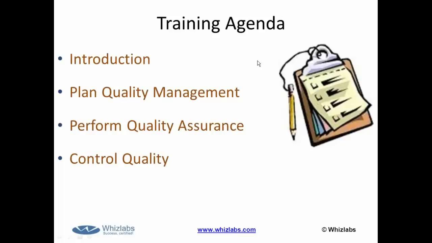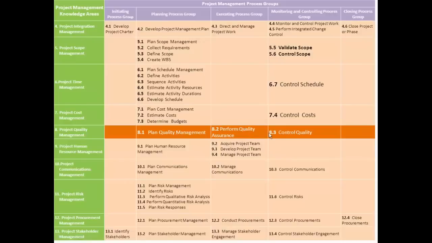The agenda for today's webinar is an introduction to quality, why quality is so important for organizations and why for projects. We have three processes in quality management. The first one is plan quality management. The second one is perform quality assurance. And the third one is control quality. Control quality belongs to the monitoring and controlling process group.